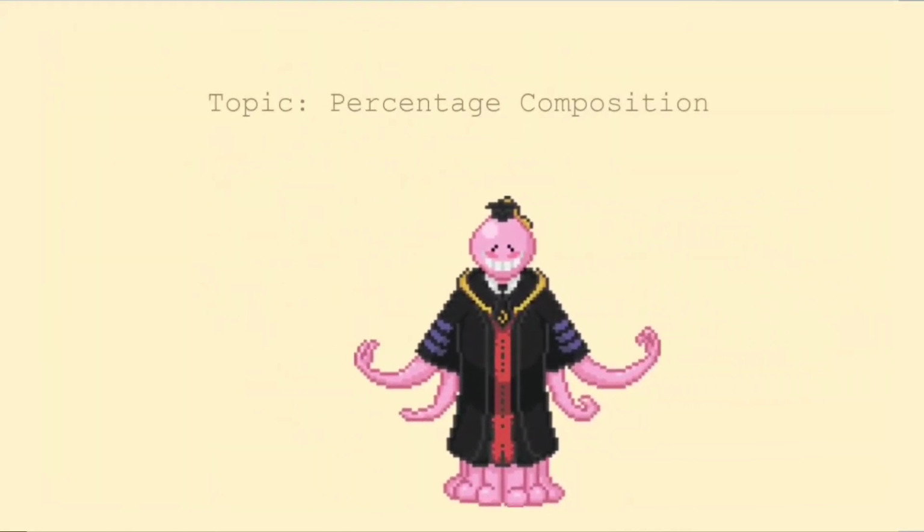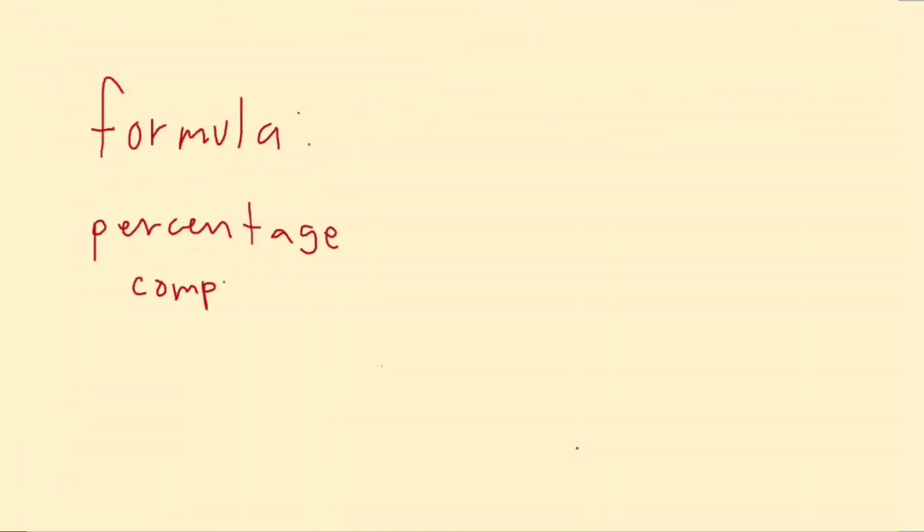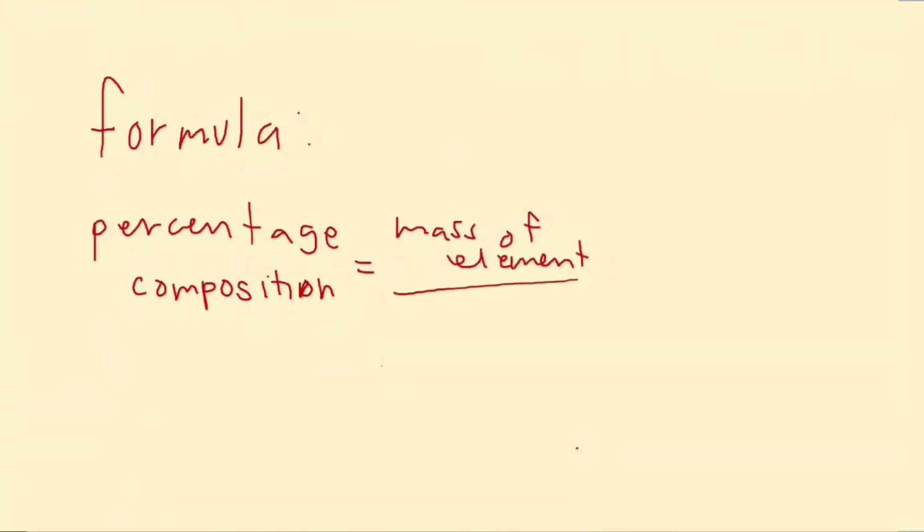Next we'll talk about how to calculate the percentage composition of an element. Let's go over the formula. The formula is: the percentage composition is equal to the mass of an element divided by the total mass, then times 100%. Now, let's try the example.